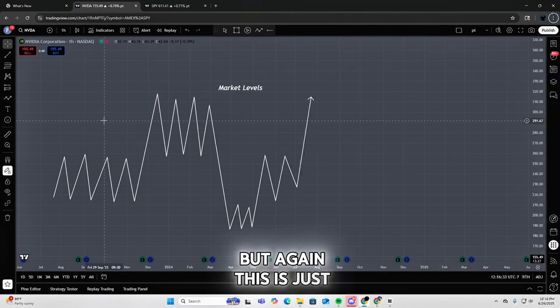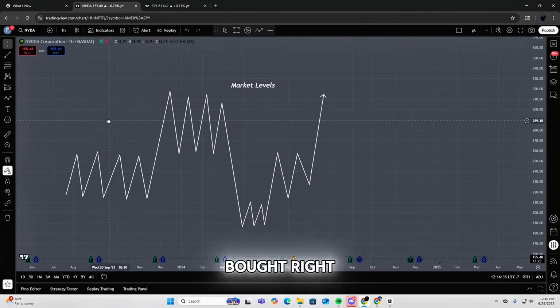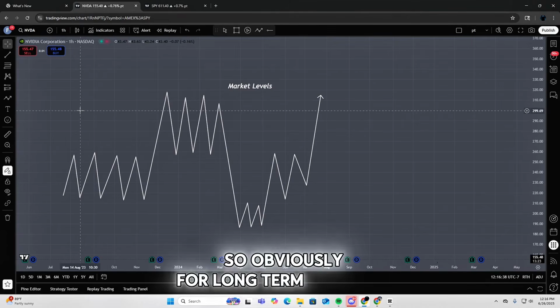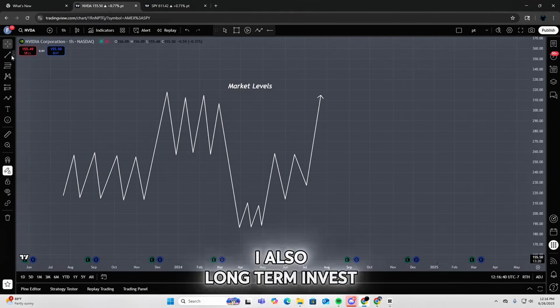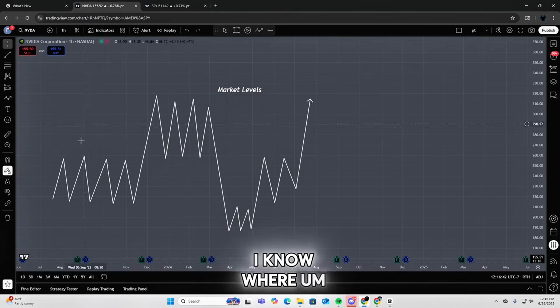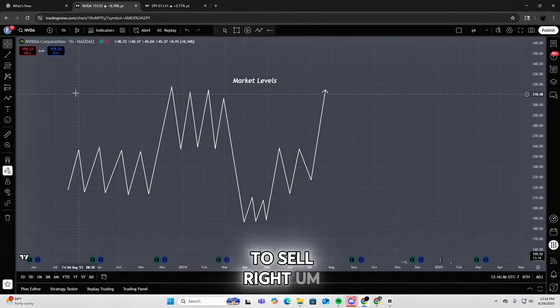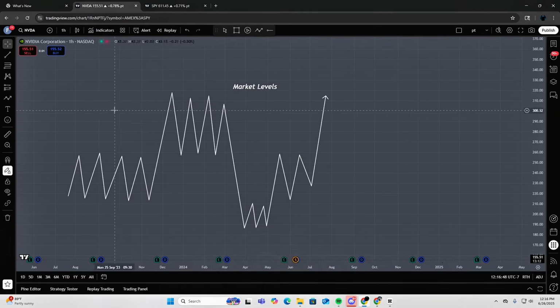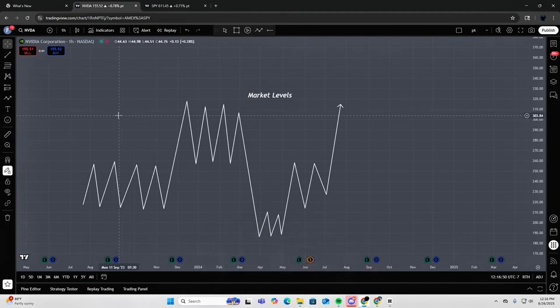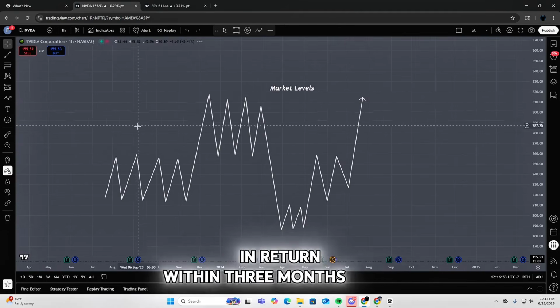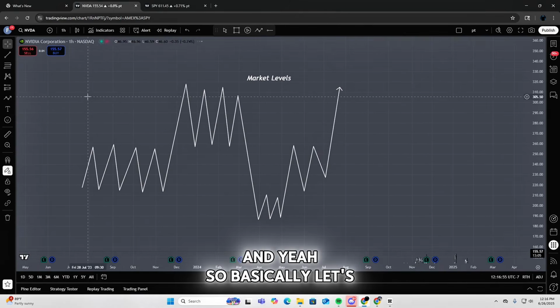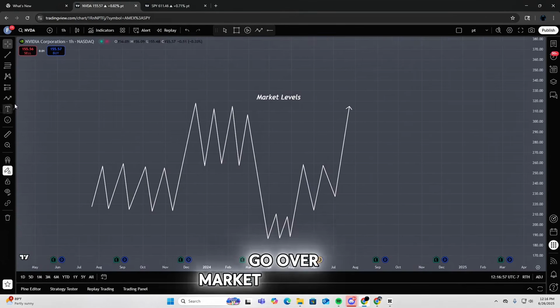But again, this is just where the stock is being bought, right? So obviously for long-term investing, and I also long-term invest as well, I know where price is getting bought up. I know where to buy and I know basically where to sell, right? I'm going to show you guys an example of this stock where I made almost 50% in return within 3 months, right? And so basically let's go over market levels, right?